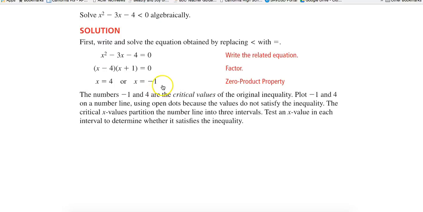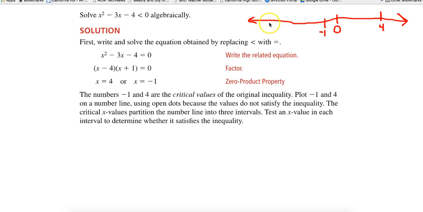These are not our solutions. Instead, these are what we call the critical values of our original inequality. So what we're going to do right here is plot the critical values. I'm going to draw a number line right here, and I apologize for the crudeness. This is 0. We'll put 4 right here, and let's put negative 1 right here.